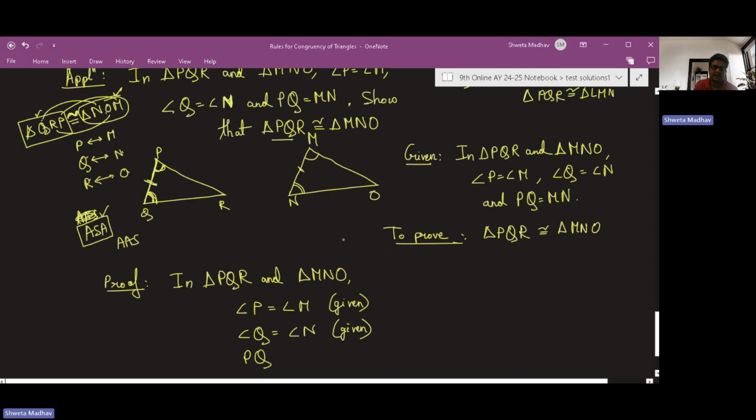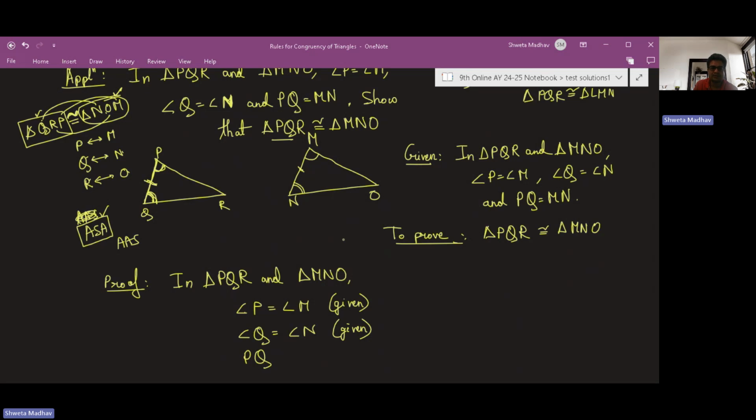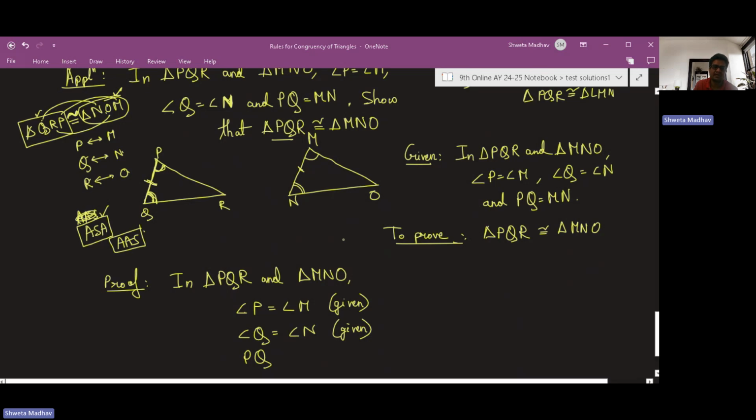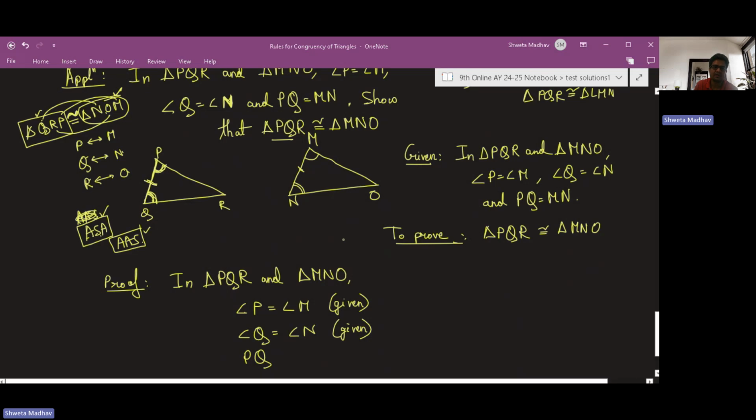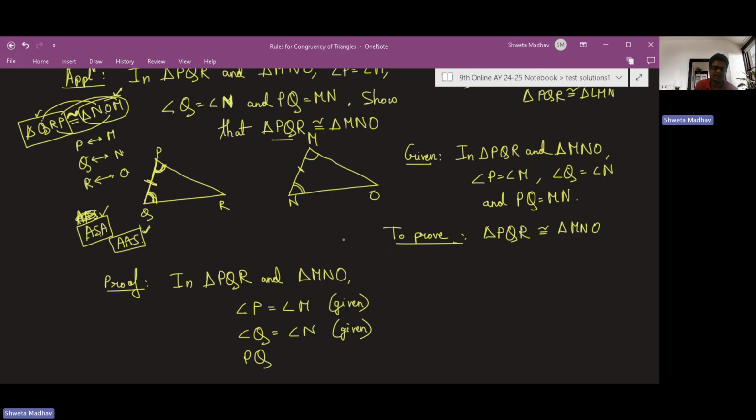And if we take any other side which is not included with those two angles which we have considered, then we will say it is AAS. AAS means angle angle side, which is not angle side angle. So if it is angle side angle, the side should be included with the two angles which we have considered, and it is AAS if we consider any other side which is not included with the two angles.